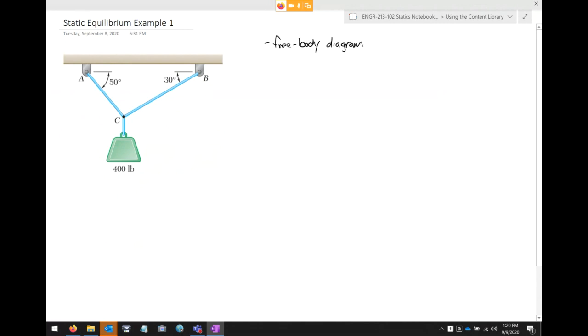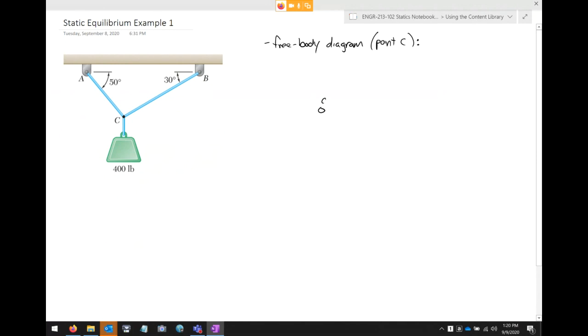Now, first thing I'm going to mention is I'm going to draw my free body diagram of point C, simply because all of the forces intersect at point C. So that's going to be the easiest point to reference. Okay, so here's my point. We'll call this point C.